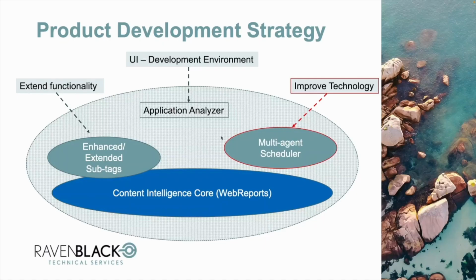In previous talks, I've looked at our product development strategy and our portfolio. I'll just touch on that briefly now. In the previous talks, we've looked at our IDE, or our development environment for web reports, and how that can help you and increase your efficiency. We've touched briefly on an extended subtag suite. And today we're going to talk about something called a multi-agent scheduler, which helps you improve your web report scheduling.